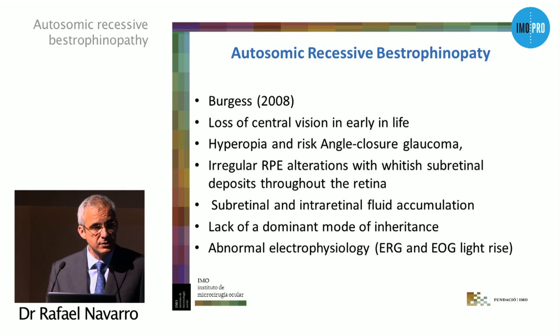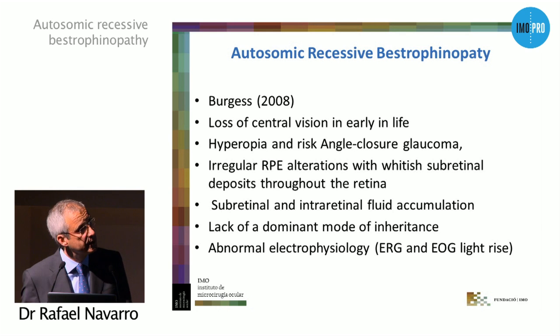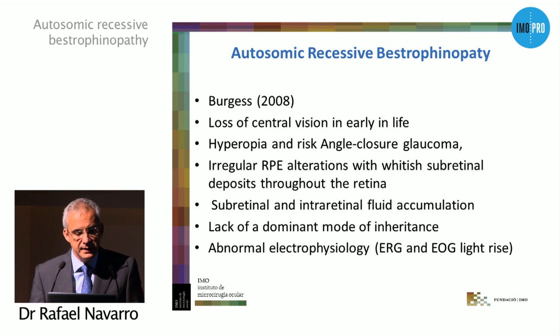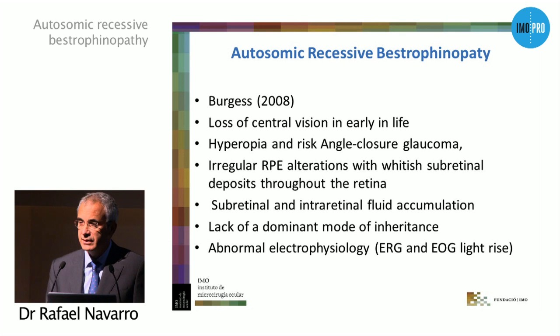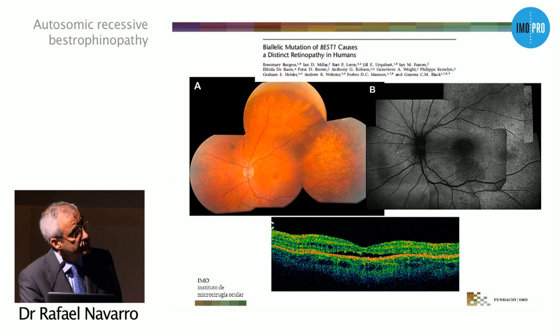As I mentioned before, this disease was first described by Rosemary Burgess in 2008, and the main features are loss of central vision early in life, hyperopia and risk of angle closure glaucoma, irregular RPE alteration with whitish subretinal deposits in the macular area, subretinal and intraretinal fluid accumulation on OCT scans, the lack of a dominant mode of inheritance, and abnormal electrophysiology. This is the case that was described by Rosemary Burgess.